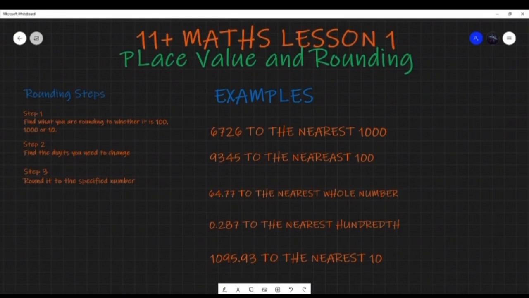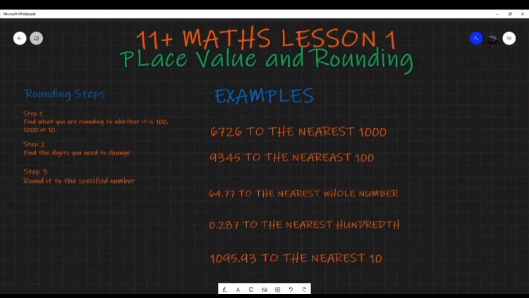So the 1,000 digit is 6. So you want to look at the 100th digit, which is 7. So you look at the one which is just before it. So for 9,245, for the nearest 100th, you would look at 4, because 3 is the 100th digit, and you look at the one before, which is 4.